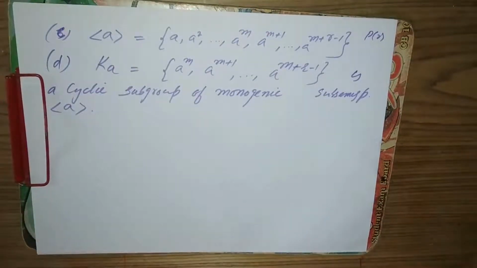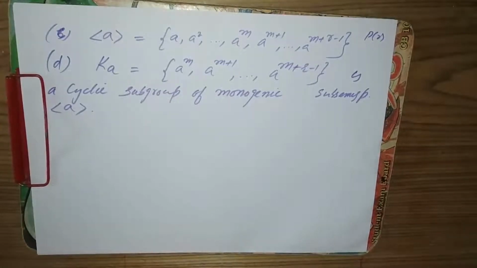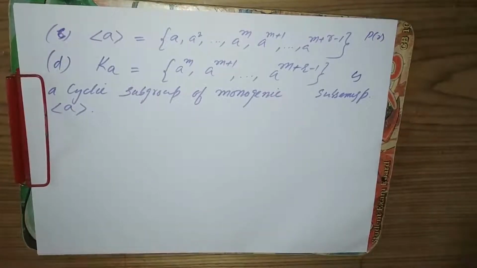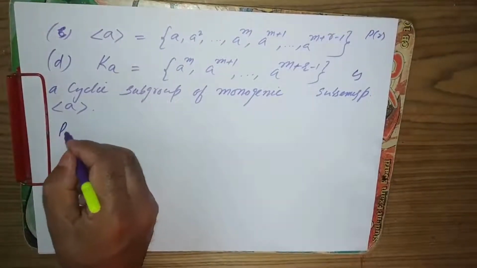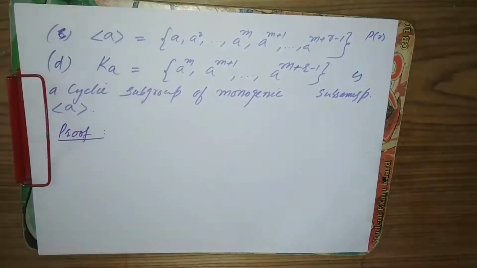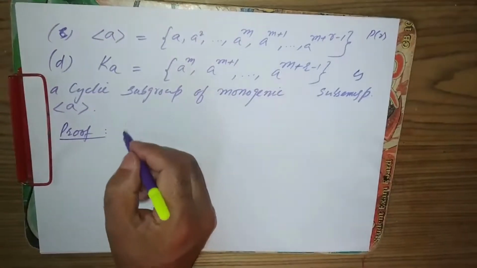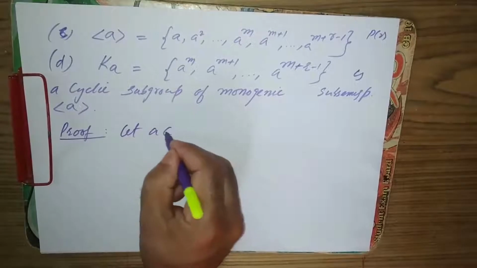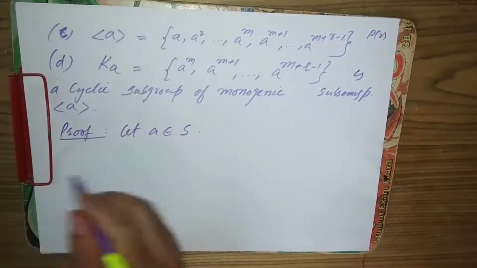So let's prove this theorem. Then we give some examples, then we illustrate this theorem with the help of some examples. Proof. Now suppose there is no repetition. So let A belong to S. First part.